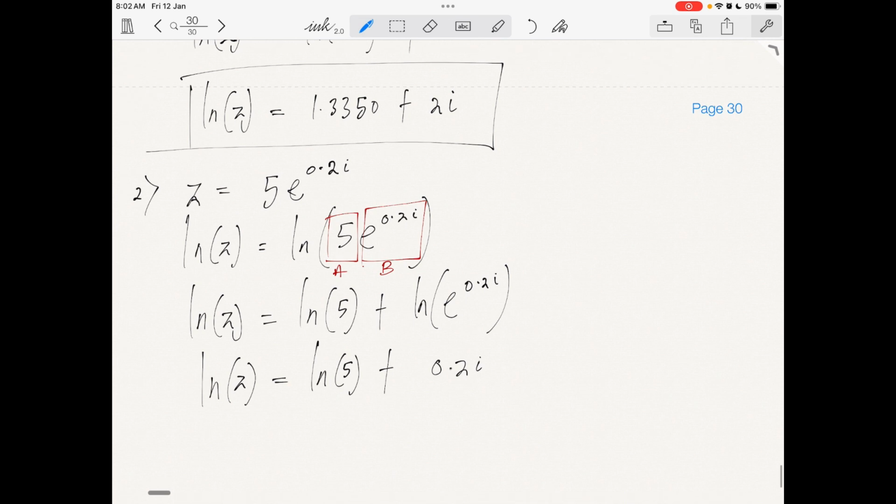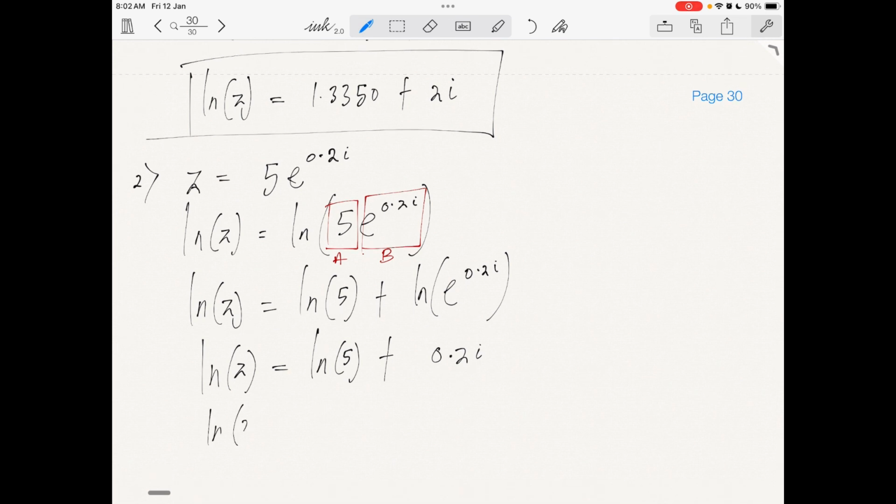So in essence, if we press ln 5 on the calculator, we have that the logarithm of the complex number z is equal to 1.609 plus 0.212i.